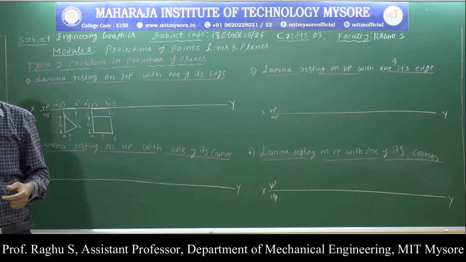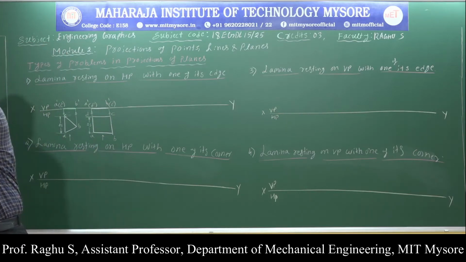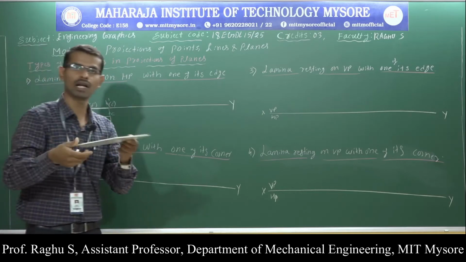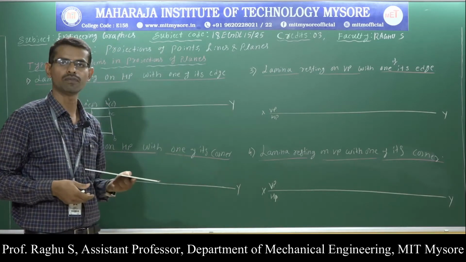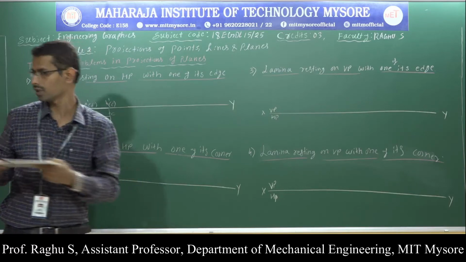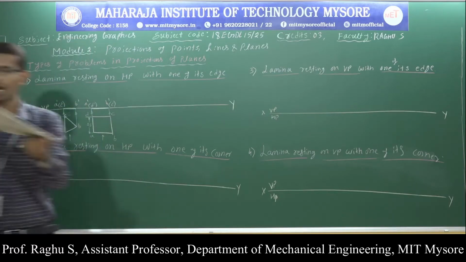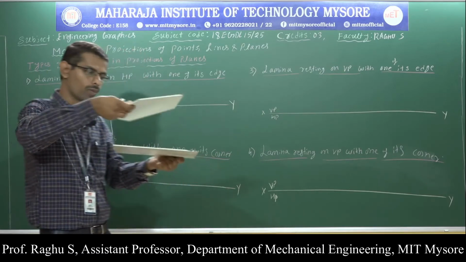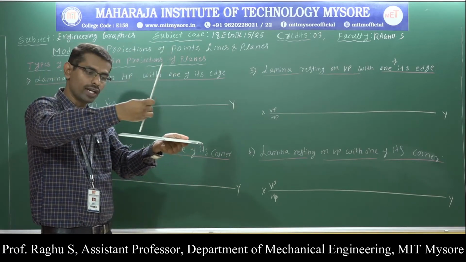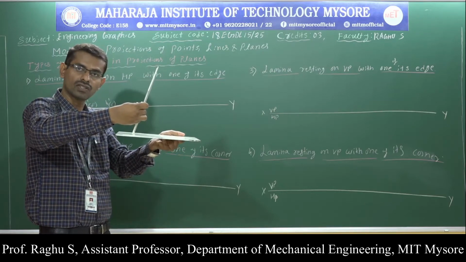Similarly, take a pentagonal lamina. The pentagonal lamina is resting on HP with one of its sides. For example, assume this square lamina as the horizontal plane. Now the pentagonal lamina is resting on HP on one of its sides, the resting side.